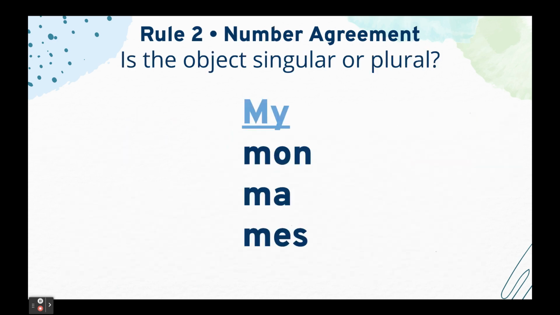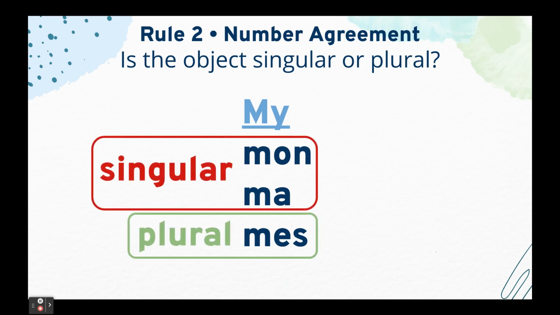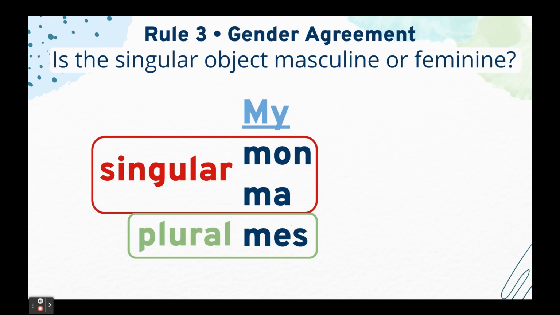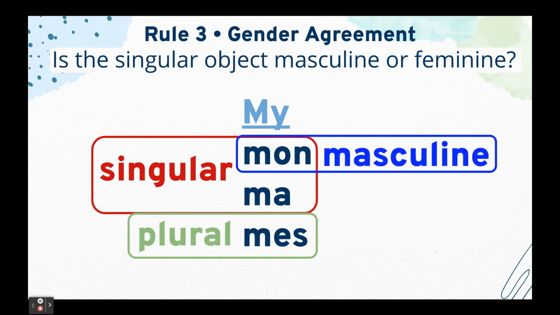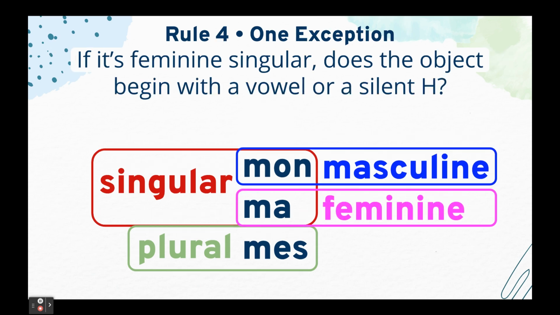Rule number 2, number agreement. Is the object that I own singular or plural? If it's singular, then I only need to focus on using mon or ma. If it's plural, then I need to look at using mes. Rule number 3, gender agreement. Is the singular object masculine or feminine? So we don't need to worry about plural right now. Plural, gender doesn't matter. But if it's a singular object that I own, if it's masculine, I'm going to use mon. If it's feminine, I'm going to use ma.